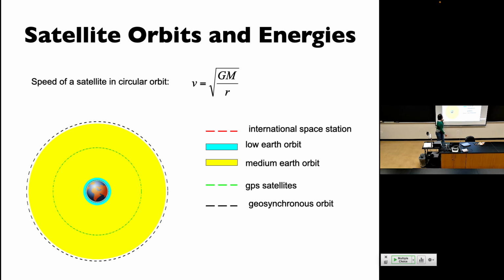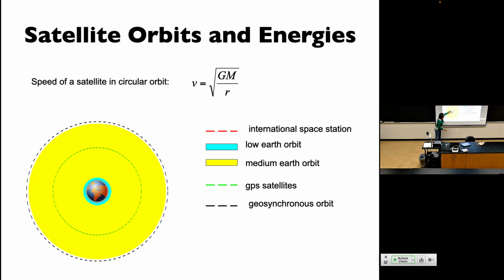So we have low Earth orbit, so the International Space Station is just zipping around. If you want to feel uncomfortable about how fast things are moving in space, just watch that mediocre movie Gravity with Sandra Bullock. She should have died a lot in that movie, but it's fine.